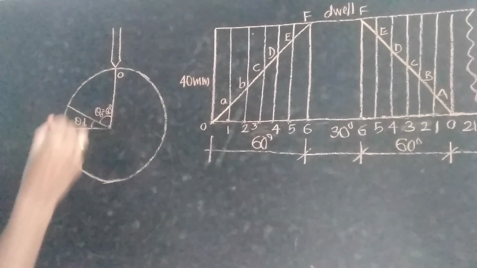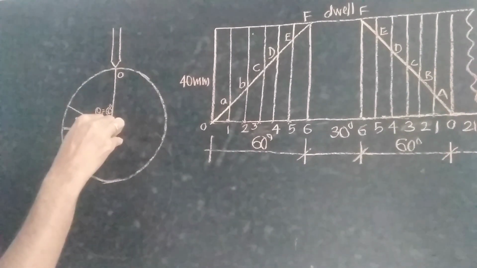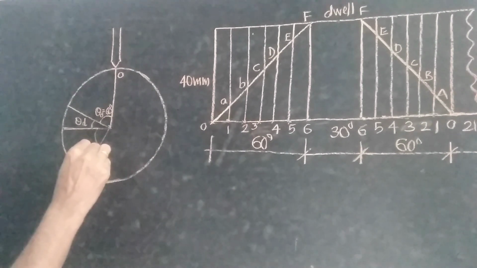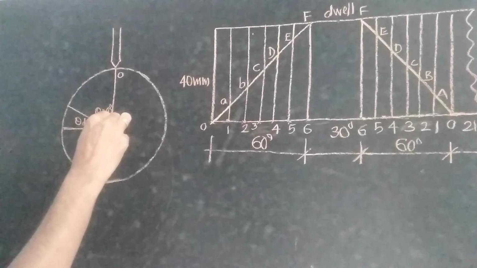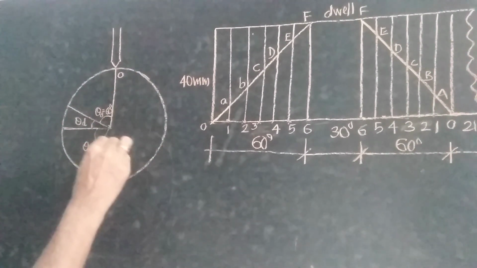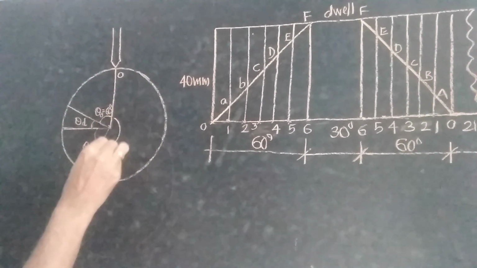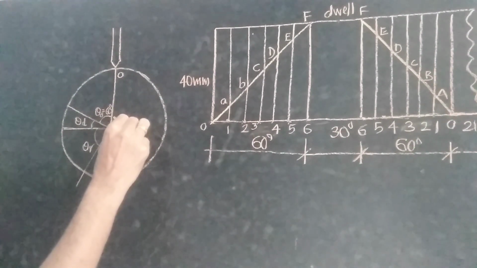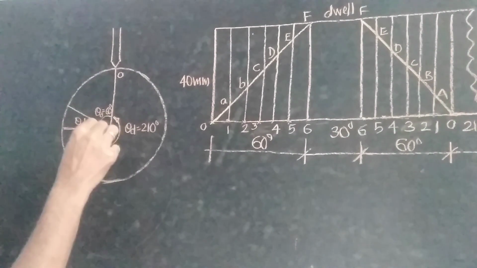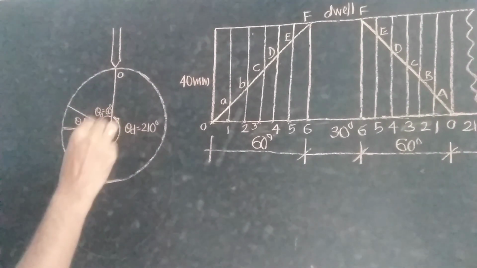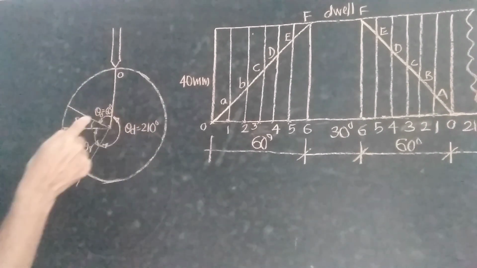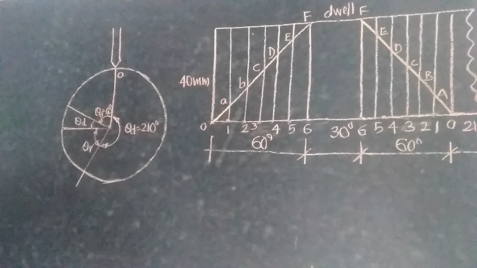Theta dwell. The next 60 degree, again this angle is the return stroke. Then next 30 degree. Next 210 degree. This complete rotation is the dwell period. Theta dwell is equal to 210 degree. And this is the condition of the cam rotation: outstroke, dwell, then return stroke, then dwell.